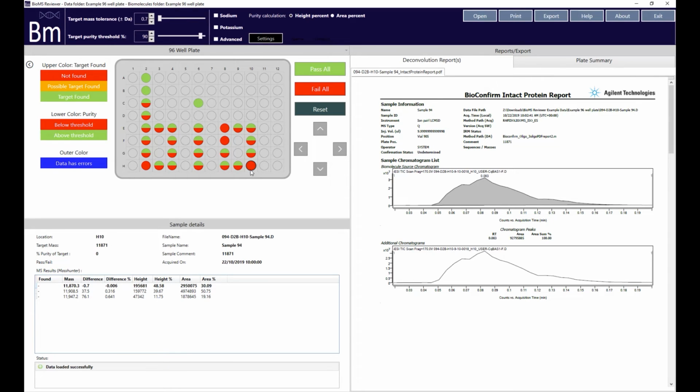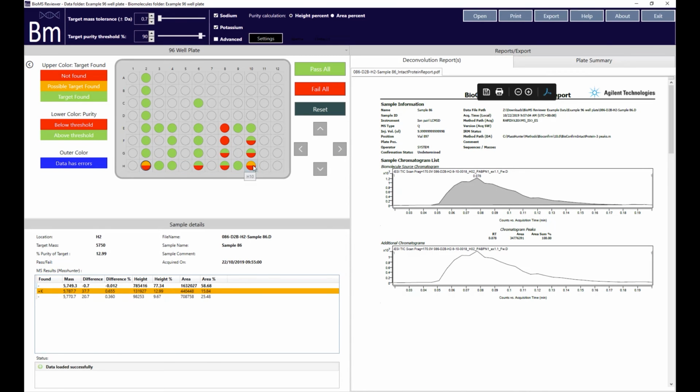By including sodium and potassium adducts in the calculations, using the checkboxes in the menu bar, we can see that wells H2 and H10 could only be identified as containing the target molecule because of a potassium adduct in each case. By increasing the mass tolerance to 1 dalton, more of the samples are identified as containing the target molecule.